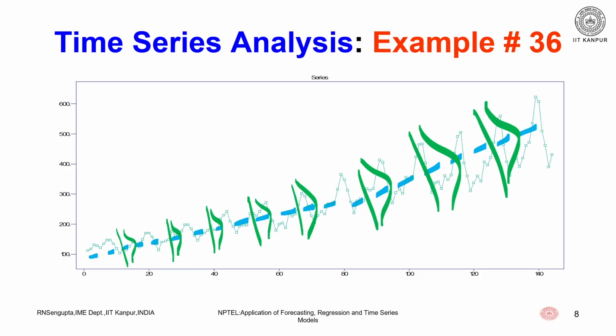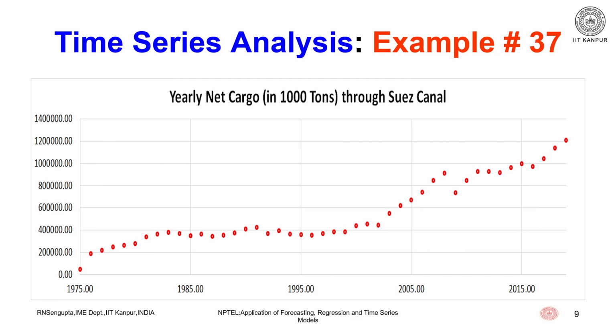This is just a snapshot of the actual data. Now, this is a second time series, and this is the data related to the yearly net cargo in 1000 tons through the Suez Canal. If you remember, in forecasting we considered the number of vessels moving through the Suez Canal per unit time. Here we are taking the yearly net cargo in 1000 tons.